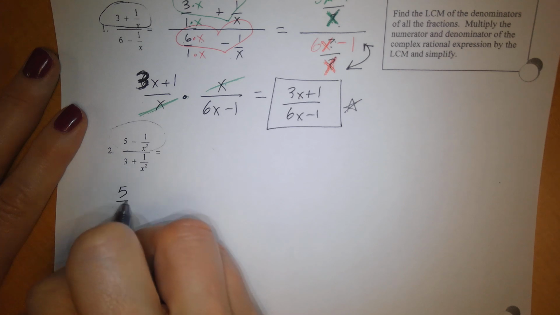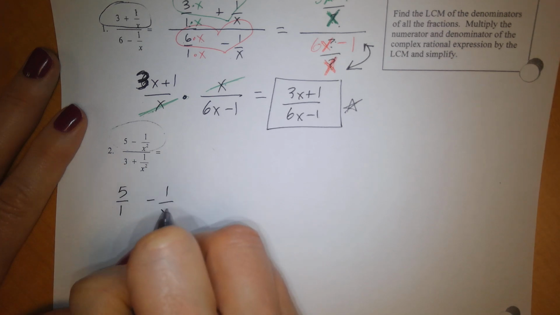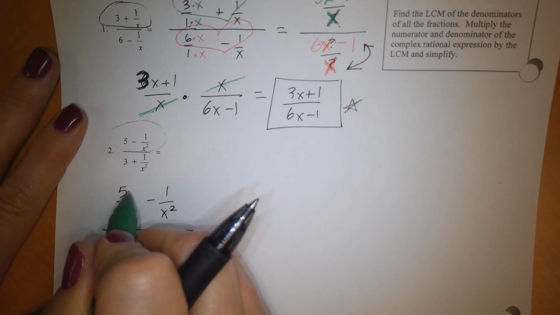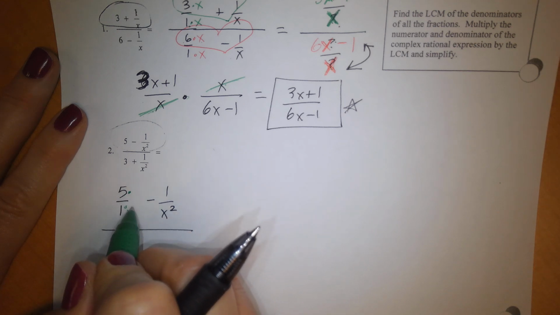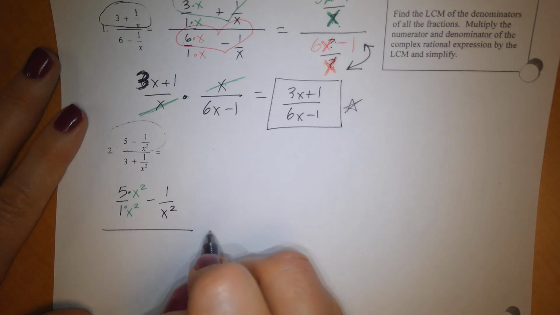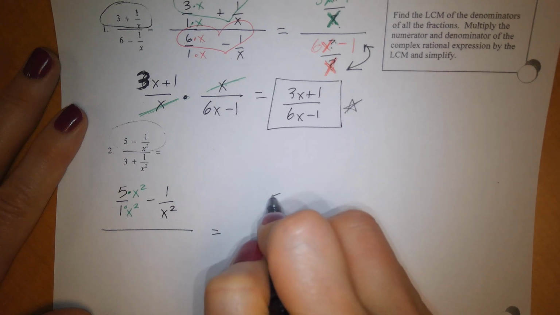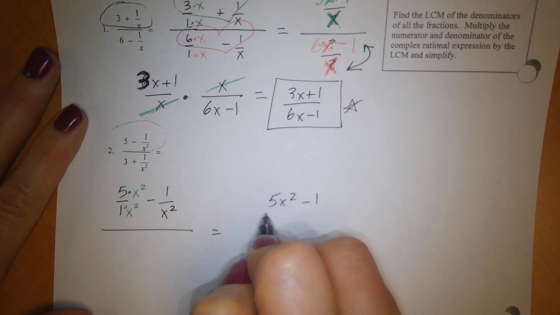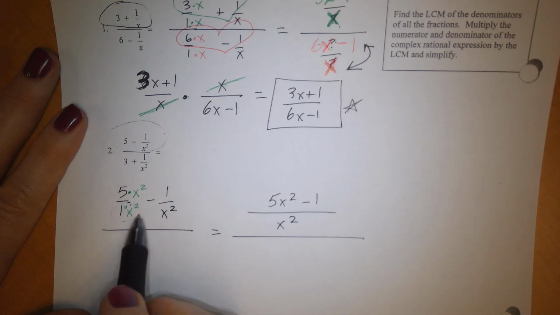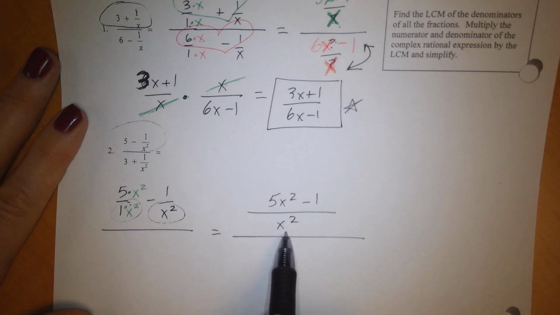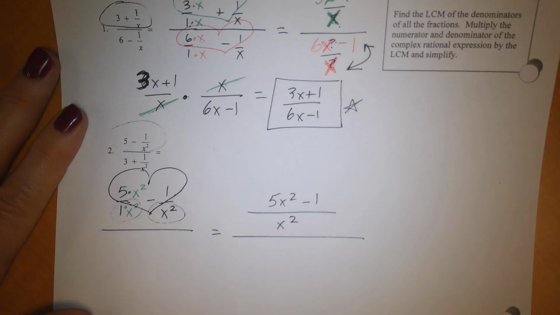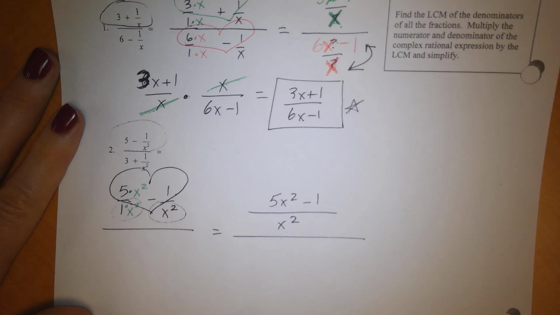So we have 5 over 1 minus 1 over x squared. To find a common denominator, I'm going to have to multiply this by x squared so they have common denominators. When I do that, I'll have 5x squared minus 1 over x squared. See how those have common denominators? And all I did was subtract the two top numbers to create my numerator.